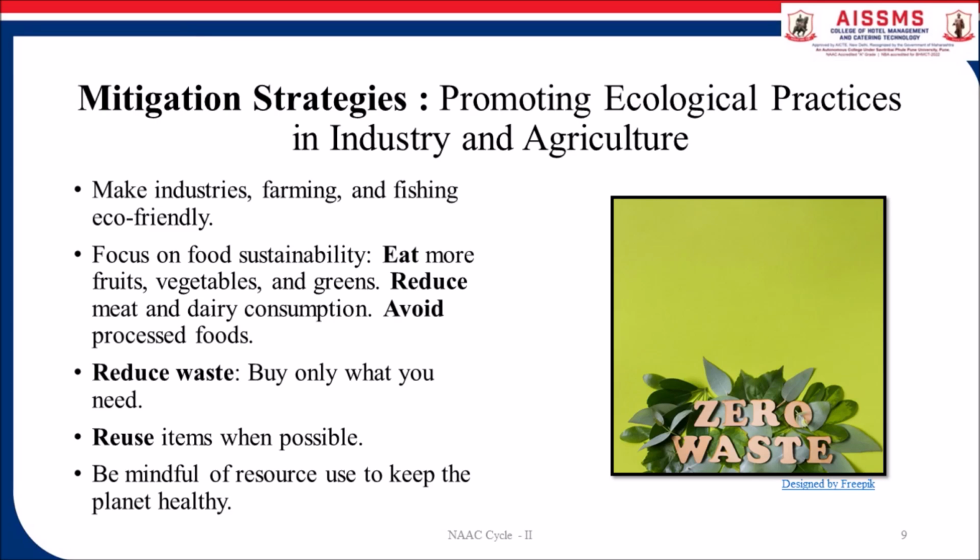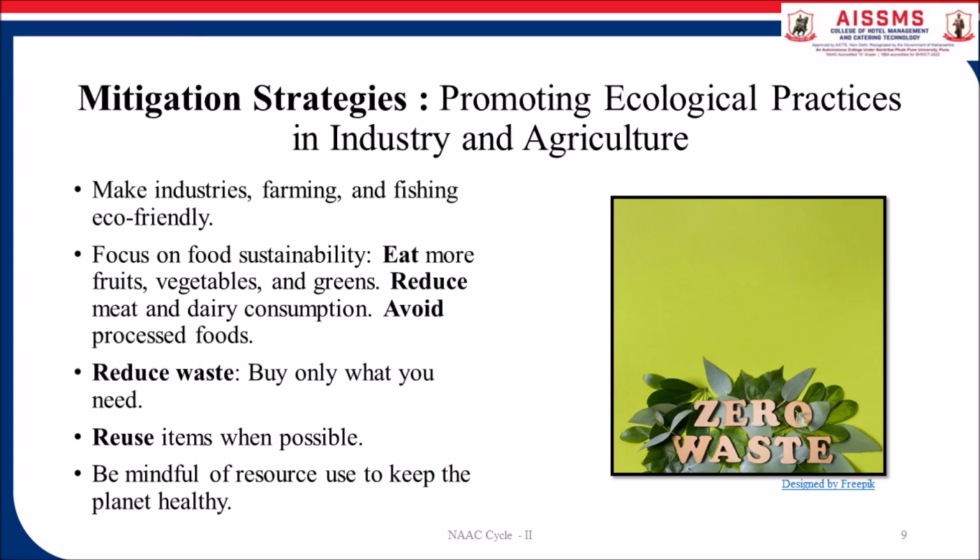First, it's about making our industries and farming work in a way that they don't harm the environment. This includes using methods that are good for nature, like organic farming and sustainable fishing. Then there's a focus on food sustainability.